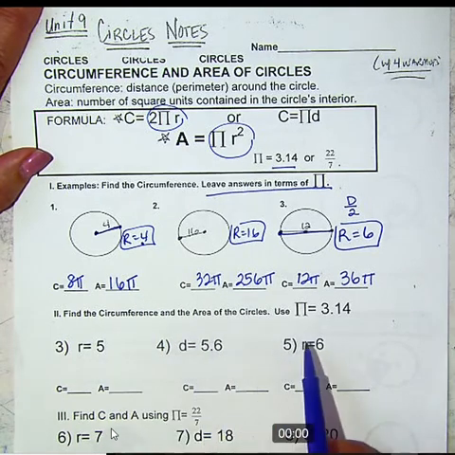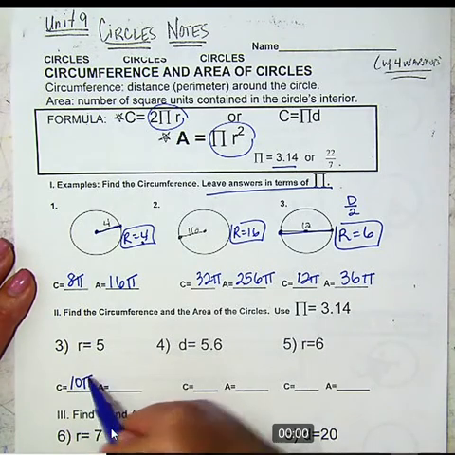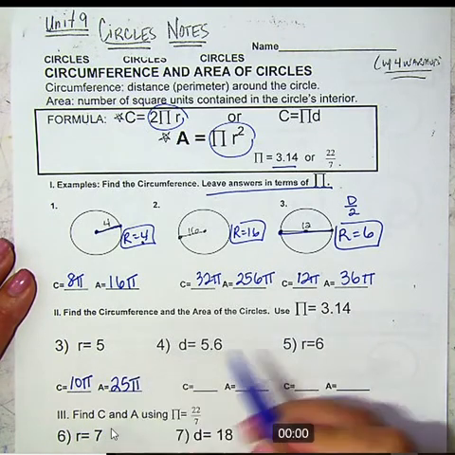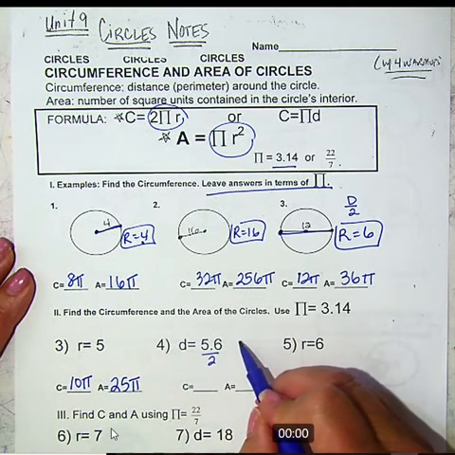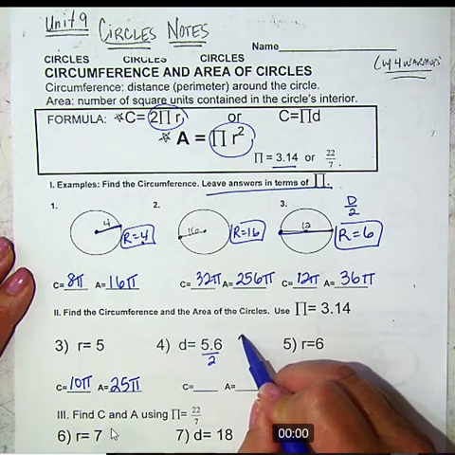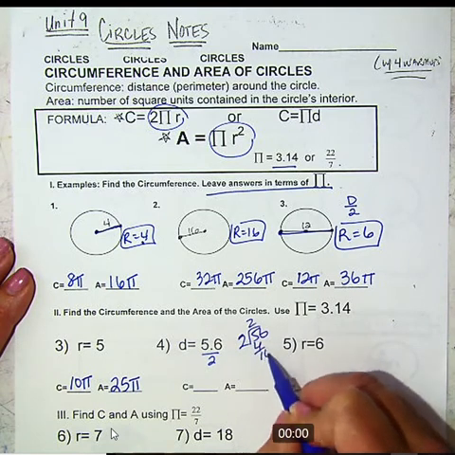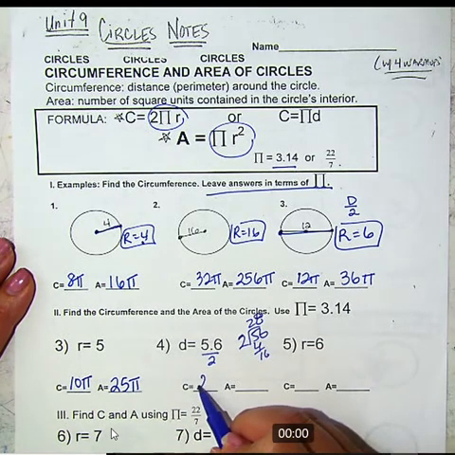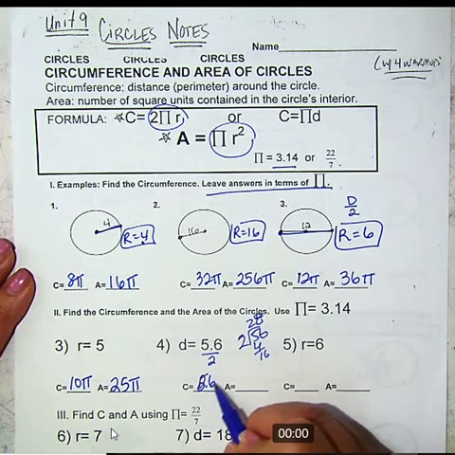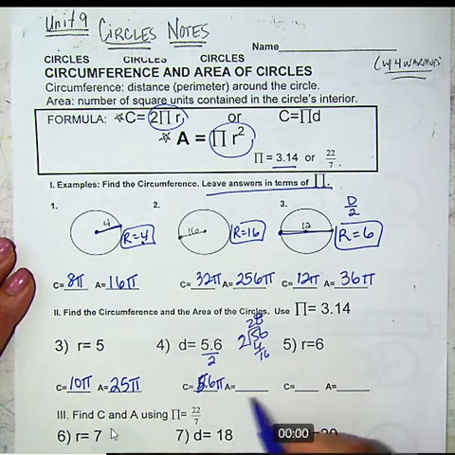If I just give you the radiuses here, which is the same, you're just plugging in. This would be 10 pi. This would be 25 pi. 5.6 divided by 2 would be 2.8, so 2.8 times 2. This one would just stay 5.6 pi. And then I don't have a calculator. I don't know what 5.6 times 5.6 is, but we can figure that out.